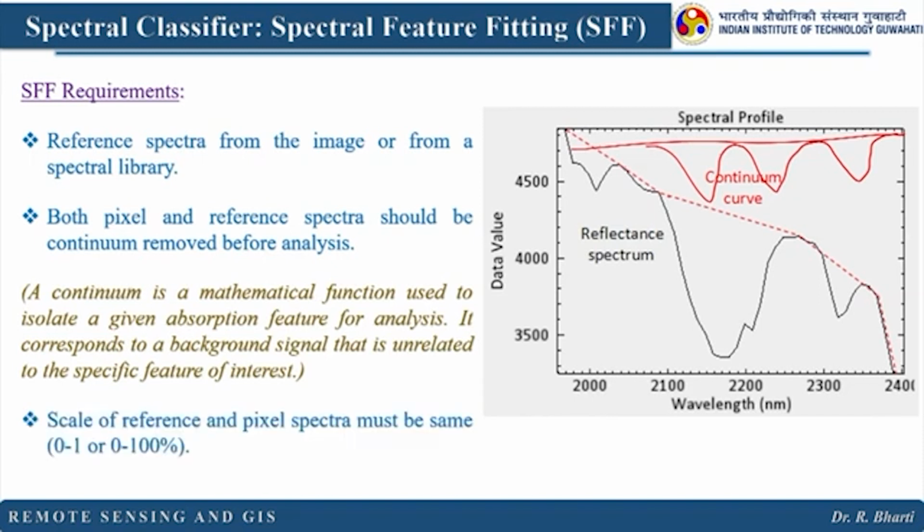The scale of reference and pixel spectra must be the same. Either it will be 0 to 1 or 0 to 100, right? It cannot be different, as we discussed in SAM. In SAM, there is no problem if your reference and the target spectra have different scales of values, but here it has to be the same.